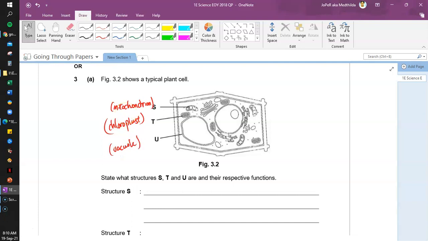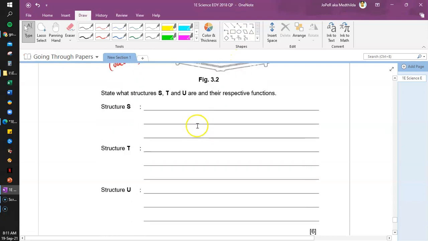So what are the functions of the mitochondrion, the chloroplast, and the vacuole? First one, S, is the mitochondrion. So what does it do? It performs aerobic respiration. Like what I mentioned just now in terms of active transport, you need the mitochondrion to respire to provide energy for the cell.